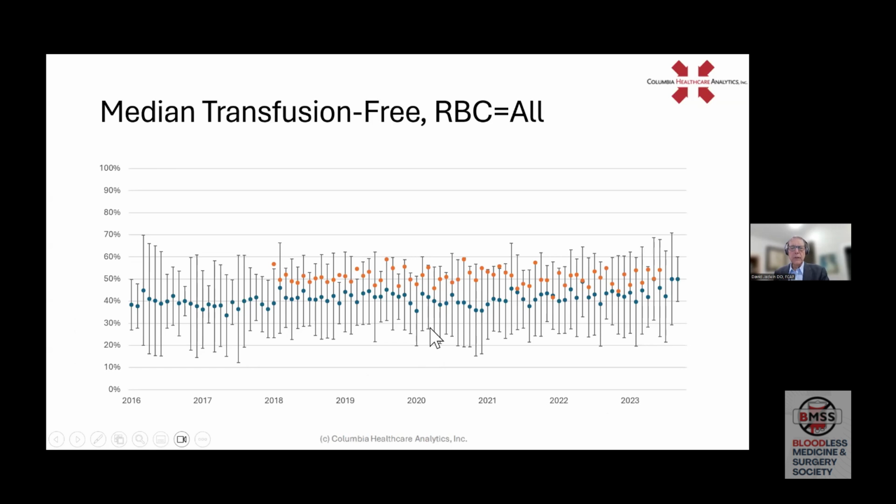This just shows how we can compare hospitals. So this is a large academic hospital, and we're looking at a monthly run chart, the median transfusion-free hemoglobin for all RBCs.